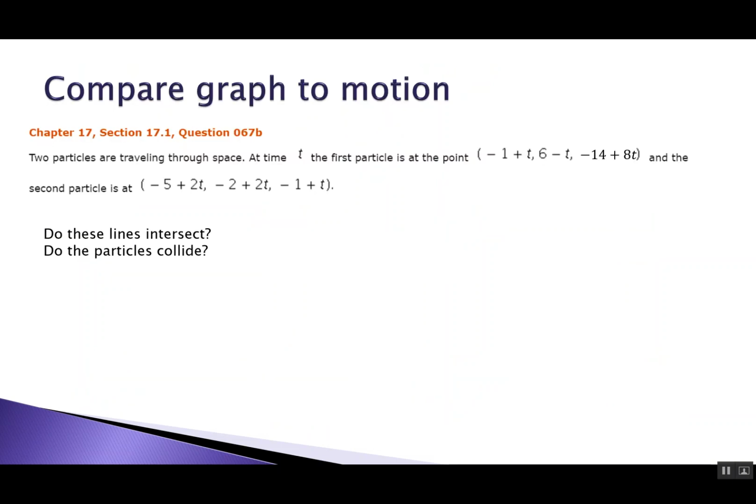Now let's go on. Let's compare these to motion. Okay. So here's a homework question. We've got two particles traveling through space. Okay. Here's the graph for the first one. Here's the graph for the second one. And I want to know two things. Do the lines intersect and do the particles collide? I'm going to answer the collide question first. In order to collide, they need to be in the same position at the same time.